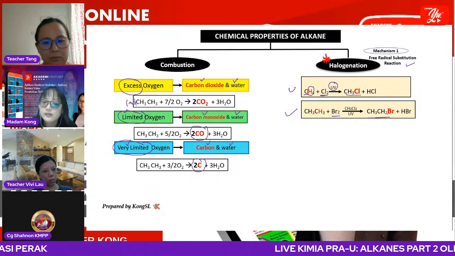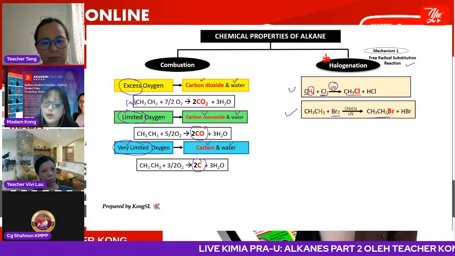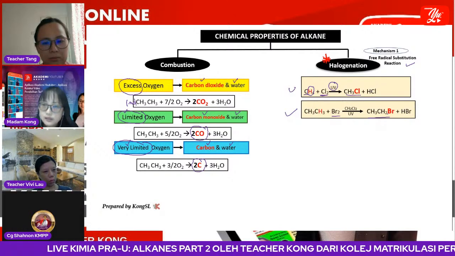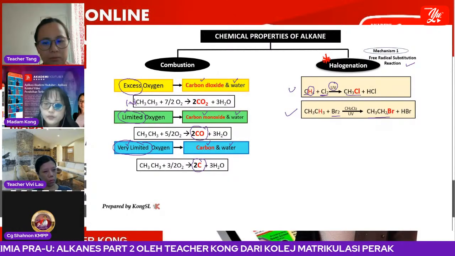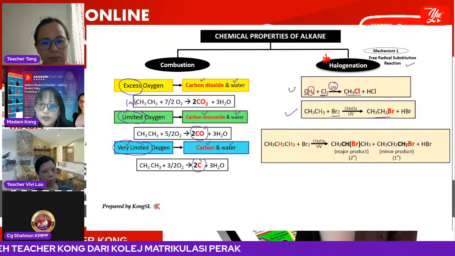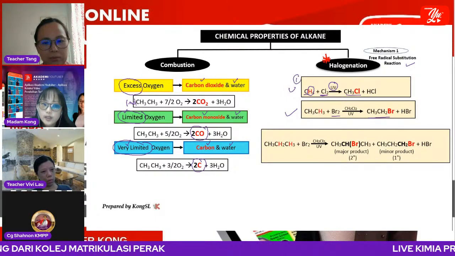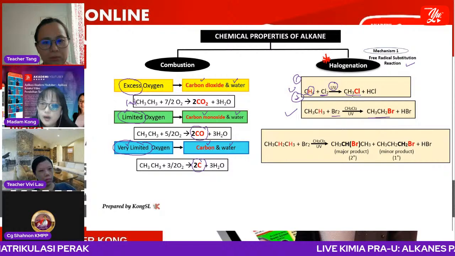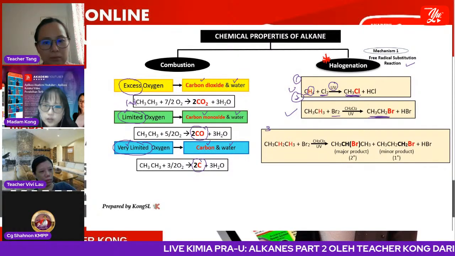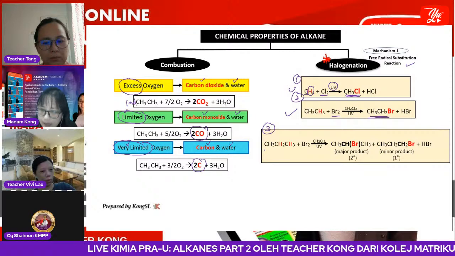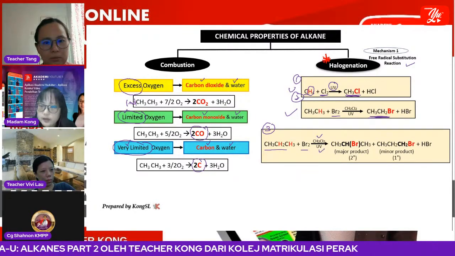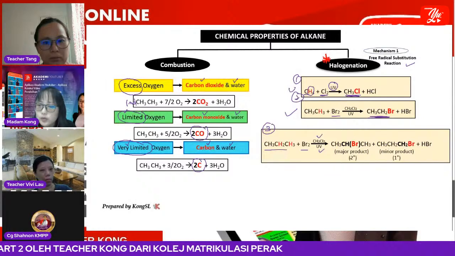Okay, haloalkene. Later, we are going to learn about the mechanism for free radical substitution reaction. And this is another one. Why, for equation 1 and equation 2, is there only one product formed? But for this equation, alkane reacting with bromine in inert solvent in the presence of sunlight or UV light, why are there two products?